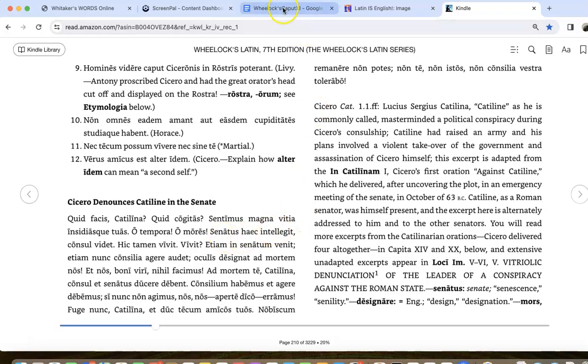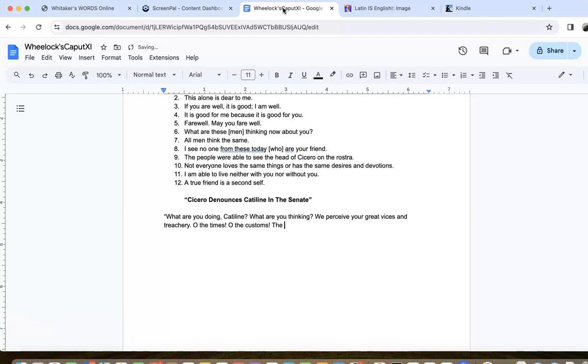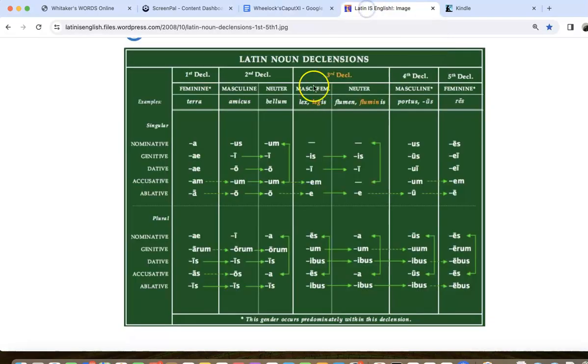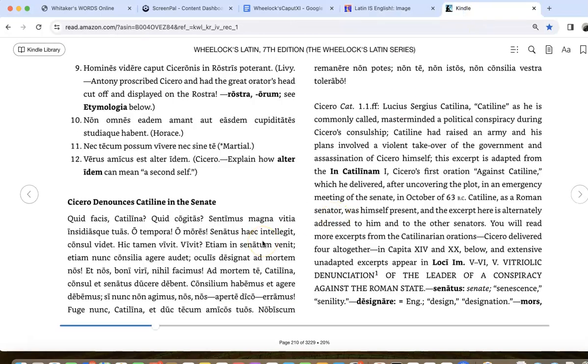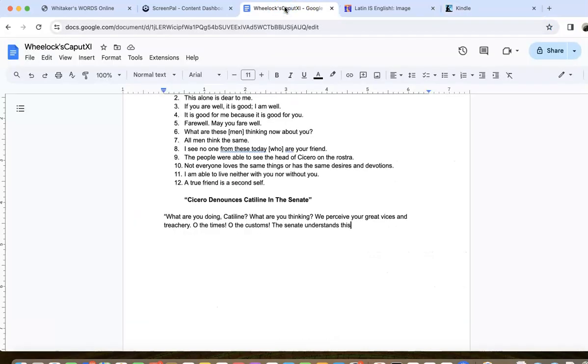The Senate understands this. So, Cicero is not speaking for himself, but on behalf of the Senate, as we saw in that picture earlier, understands this. Now, what is it that the Senate understands? Is, of course, his treachery and his lack of dignity and virtue. So the Senate understands this. The consul sees. So now Cicero is the consul who's seeing.